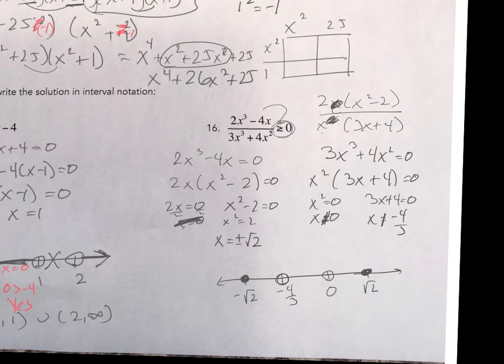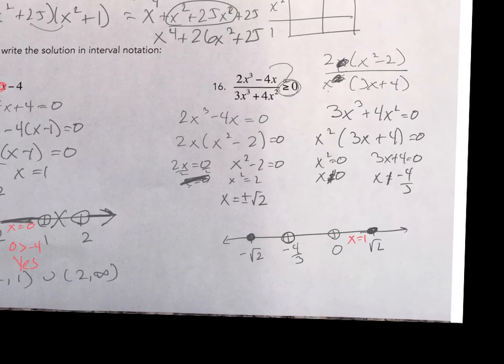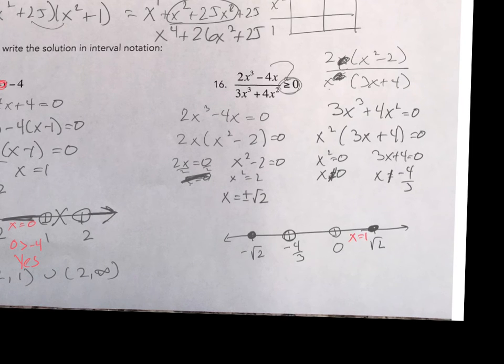So we need to find a place to test. I'm going to test x equals 1, and we're going to plug that back into the original problem. Remember, it's not 0, so you're going to have numbers. So now we have 2 minus 4 on top of 3 plus 4. Is that greater than or equal to 0? And this is negative 2 over 7. So no, this is a no.